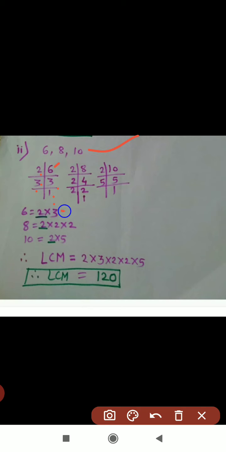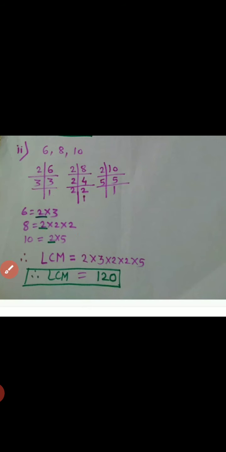So what are the factors? 2 into 3. Now 8's factors: 2 4s are 8, 2 2s are 4, 2 1s are 2. What are the factors here? 2 into 2 into 2. Next, 10's factors: 2 5s are 10, 5 1s are 5. What are the factors? 2 into 5.